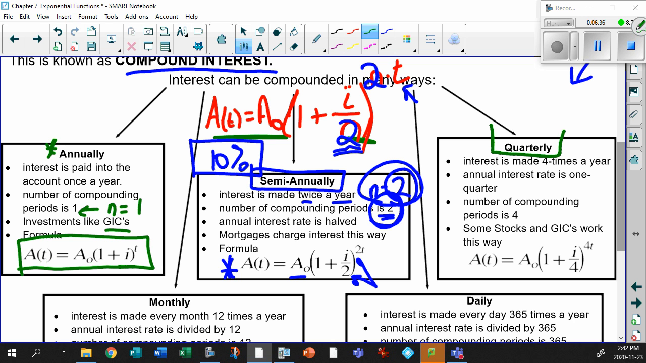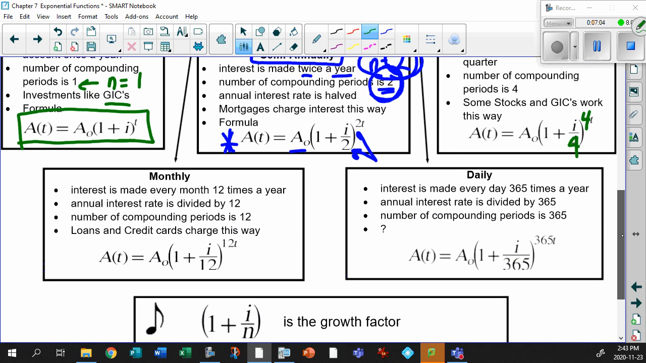Look at the next one. Next one is quarterly. Quarterly, some stocks work this way. If you get a stock portfolio, sometimes they go quarterly. Every quarter, they give you a note saying this is how much money you're making. So interest is made 4 times a year, which means you're compounding 4 times a year. So that becomes 4, and that becomes 4. You see how it works? Pretty easy.